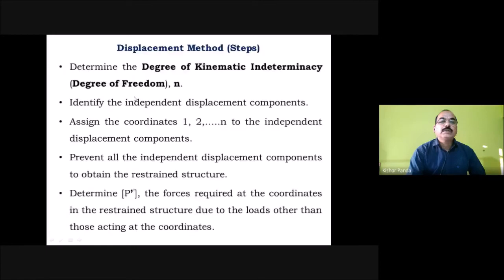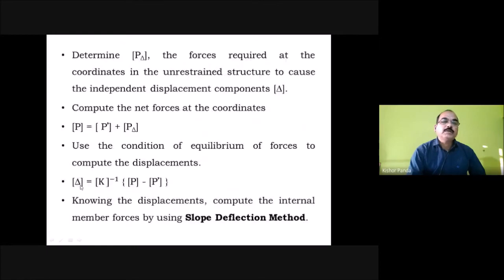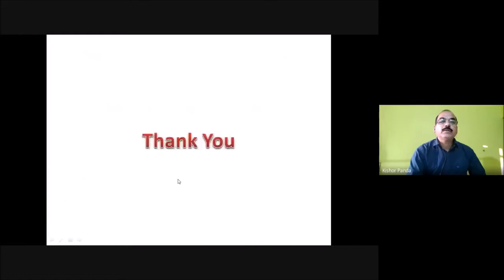So after putting this, then after simplifying, delta is equal to K inverse (P minus P delta). This is the displacement. So you have to find out the displacement. After knowing this displacement, you have to compute the internal member forces, that is the bending moment, using the slope deflection method. So these are the steps.